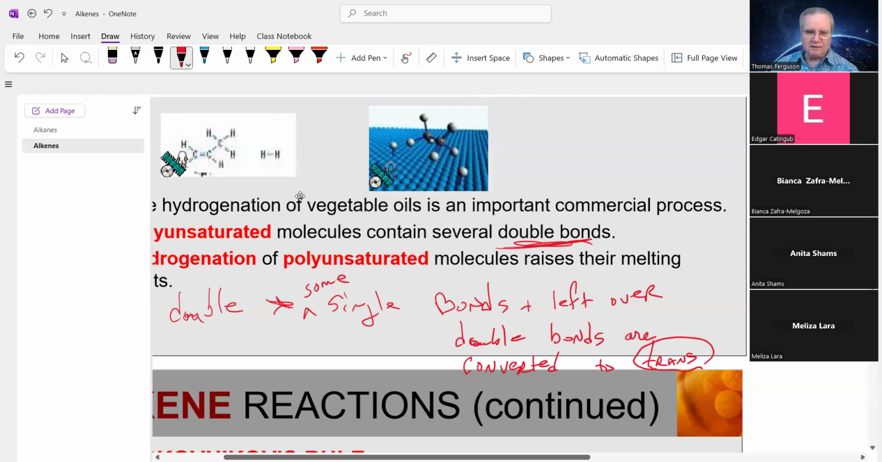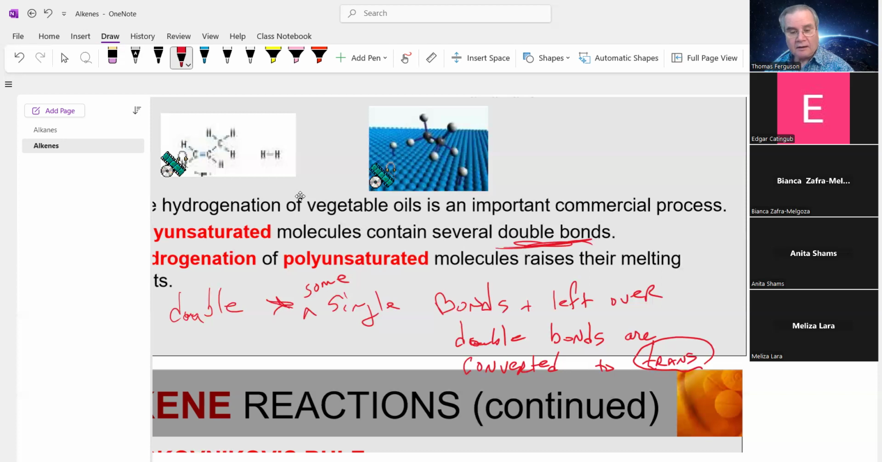Okay, so this is a big deal. If the polyunsaturated vegetable oil is not totally converted to single bonds, you have leftover double bonds, and the leftover double bonds convert to trans because polyunsaturated fats or oils are all cis. When we convert them, they convert to trans.